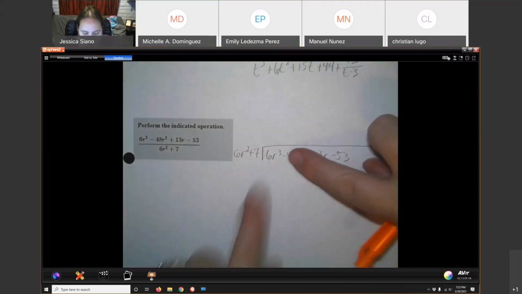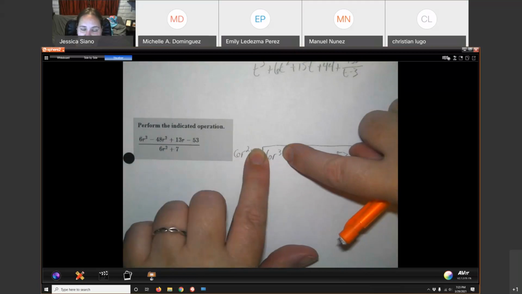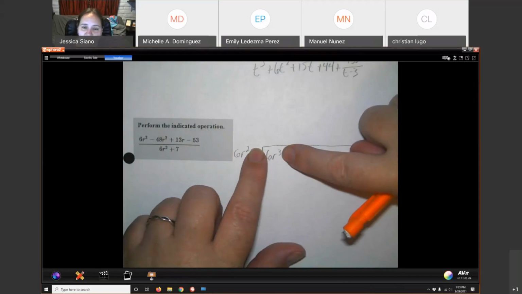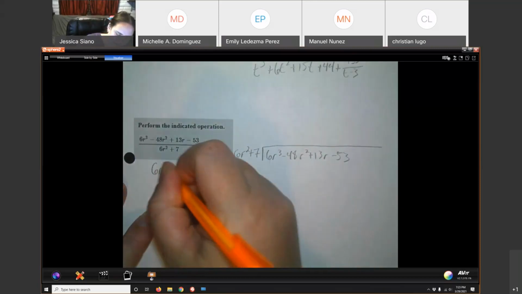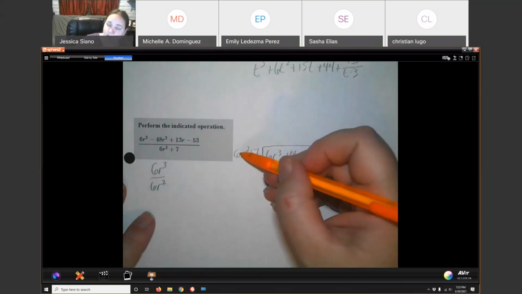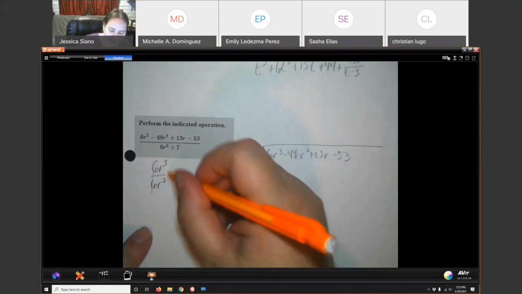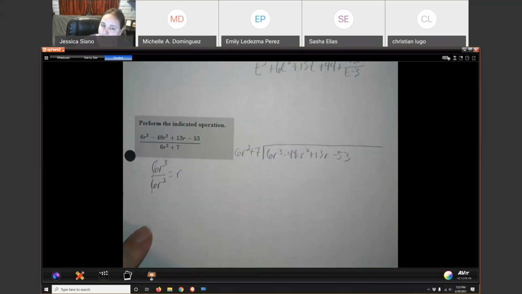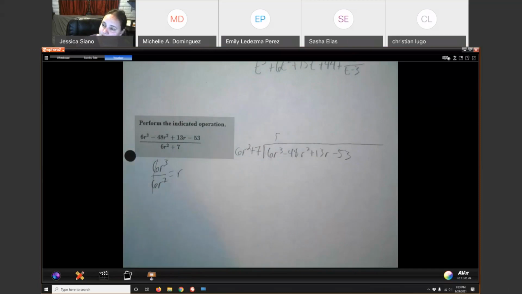So for example, I want to know what is 6r to the 3rd divided by 6r squared. And if you're ever not 100% sure what that answer would be just by looking at it, then feel free to come over to the side and do it. So my leading term divided by my leading term, the 6's would cancel, and r to the 3rd divided by r squared would just be r. So 6r to the 3rd divided by 6r squared is just r, and so that's what I'm going to put up here.